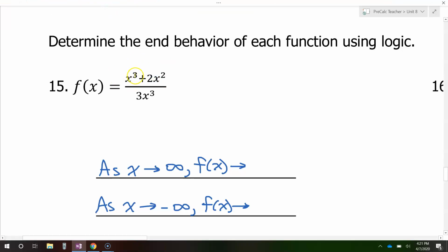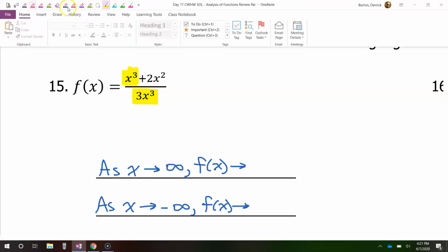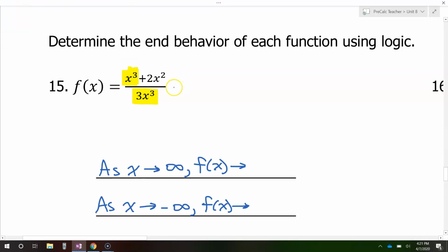Okay, so I'm going to highlight it. Only this term is going to matter the closer we get to infinity, because it's going to outpace the other term. Now we only have one term in the denominator, so that's going to matter. So that means the closer we get to infinity, or negative infinity for that matter, this is going to get closer and closer to being the same as x to the third power over 3x to the third power.